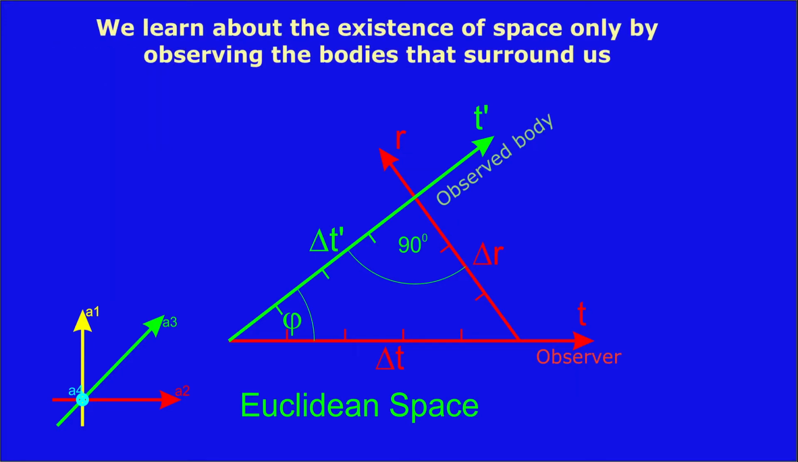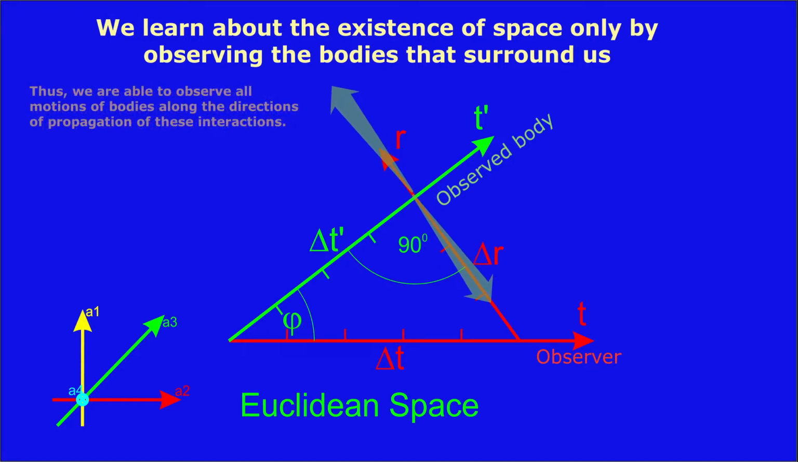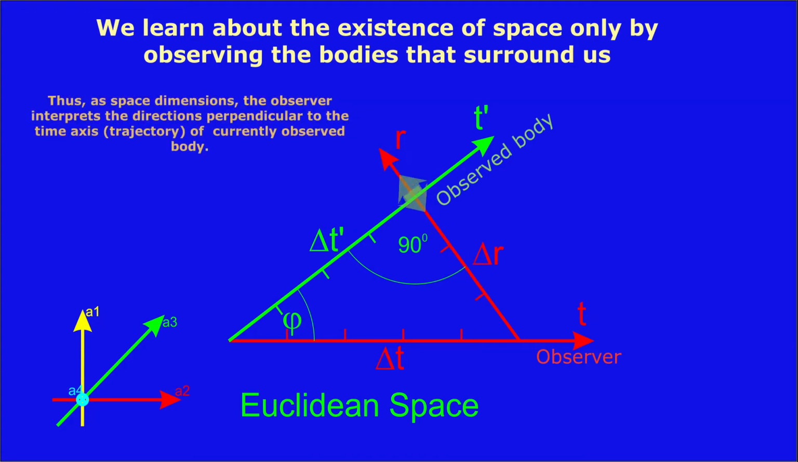We learn about the existence of space only by observing the bodies that surround us. In the E4 model, we assume that bodies send and receive interactions in directions perpendicular to their trajectories in E4. Thus, we are able to observe all motions of bodies along the directions of propagation of these interactions, that is, along the directions perpendicular to the time axis trajectory of the observed body. Thus, as space dimensions, the observer interprets the directions perpendicular to the time axis trajectory of the currently observed body.